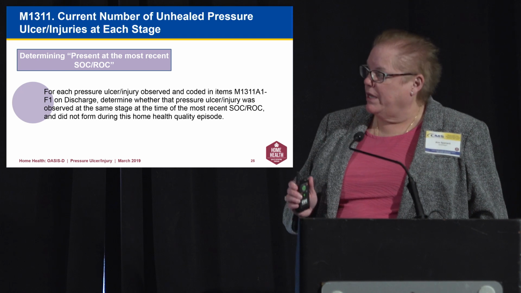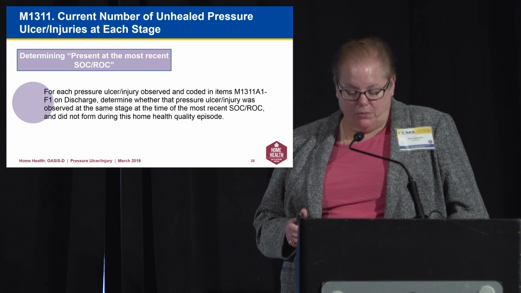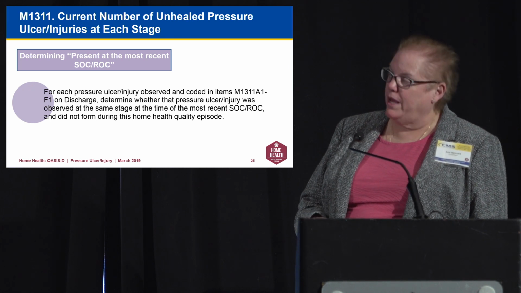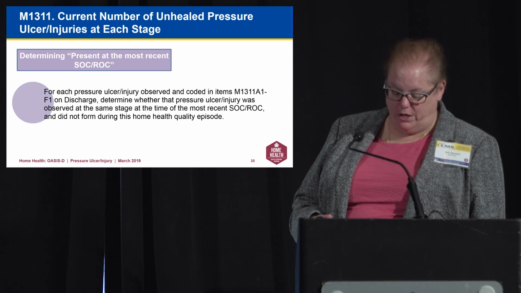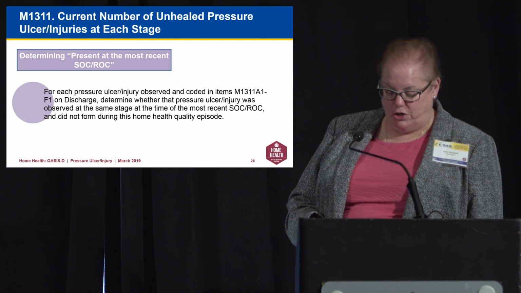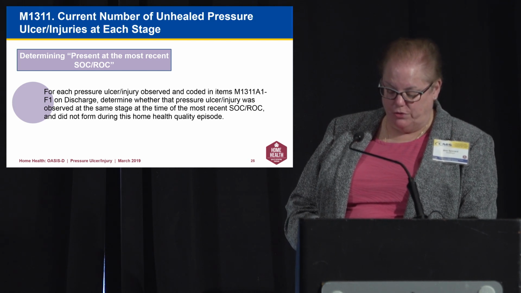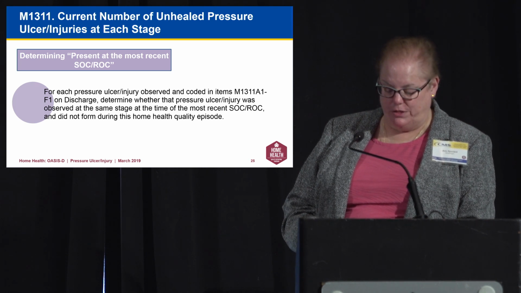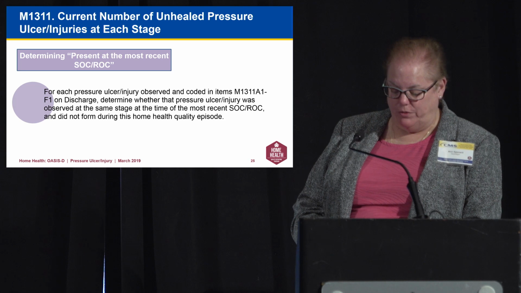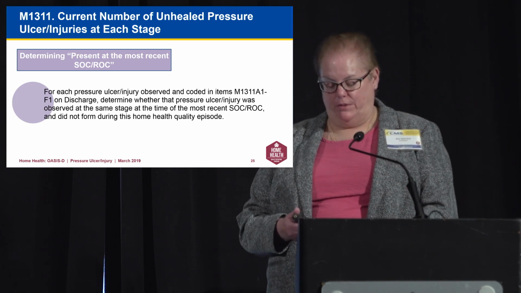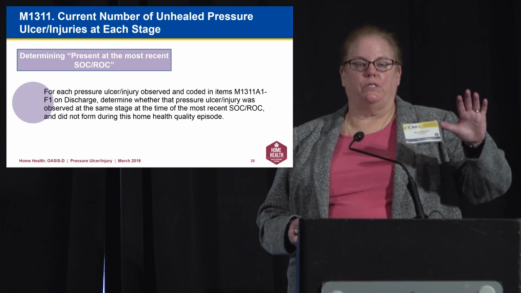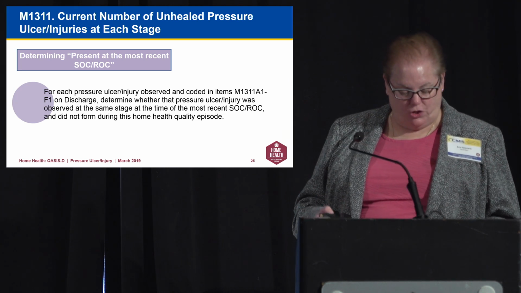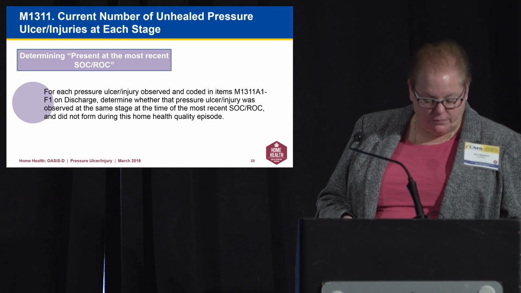What we want to look at here is determining present at the most recent SOC or ROC. For each pressure ulcer injury observed and coded at M1311A1 through F1 on the discharge, determine whether that pressure ulcer injury was observed at the same stage at the time of the most recent SOC/ROC and did not form during the home health quality episode. So we need to understand what was there at the start or resumption of care and then what we have at discharge, and then we're comparing those.